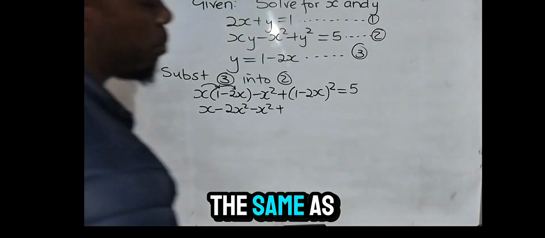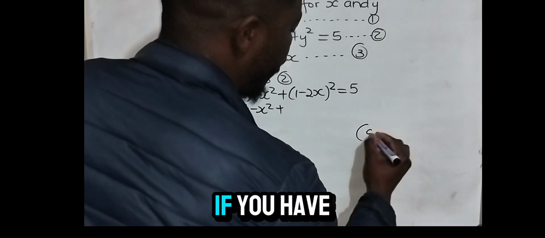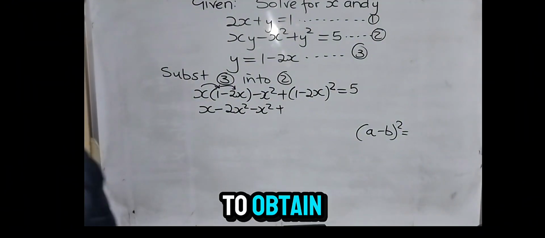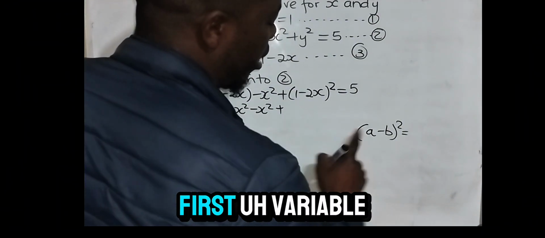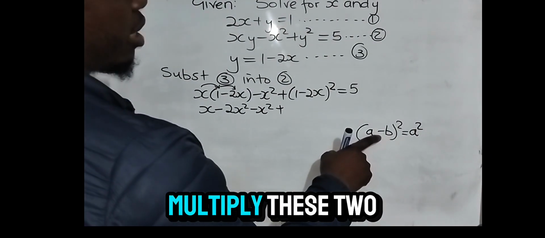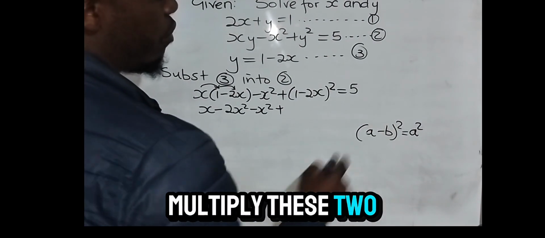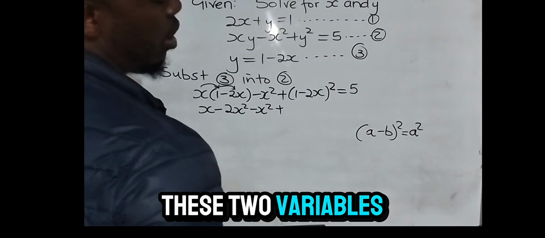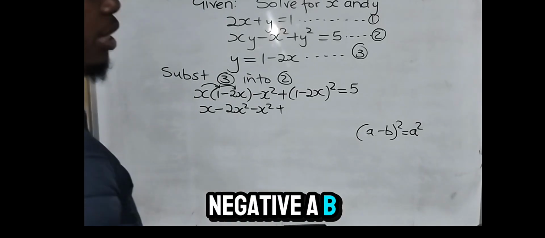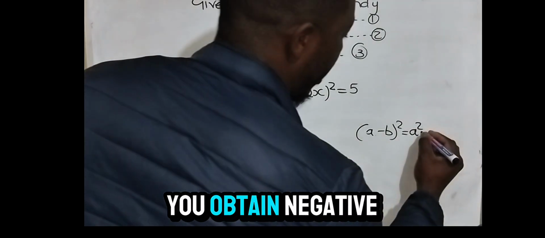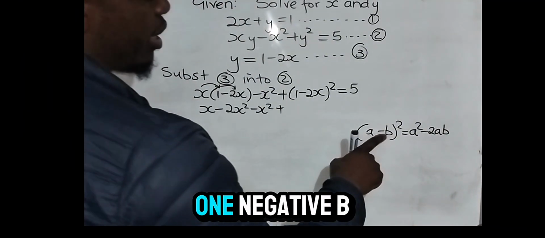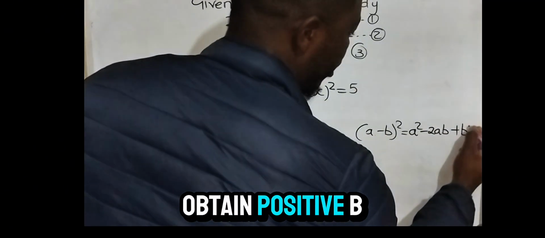This is actually the same as if you have a minus b all squared. What is it that you're going to obtain? You square the first term, and then you multiply these two terms twice. A times negative b, negative ab, a times negative b, negative ab, you obtain negative 2ab, and then you square the last one, negative b squared, we're going to obtain positive b squared.